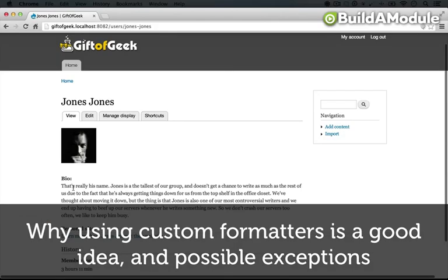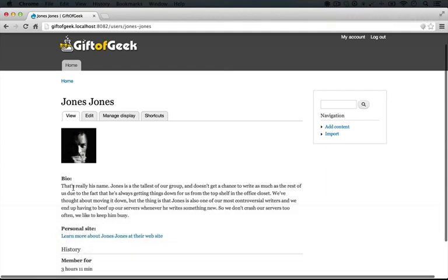So it should be pretty clear that by using custom formatters, we can capture configuration that we can reuse, and that can save us a lot of time. So this begets the question, is there a situation where using a custom formatter isn't a good idea?